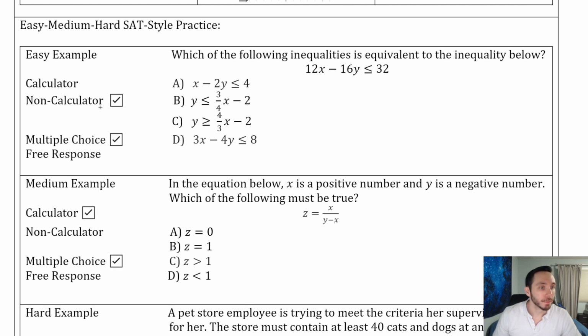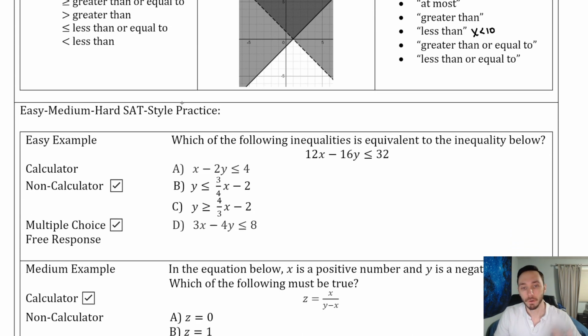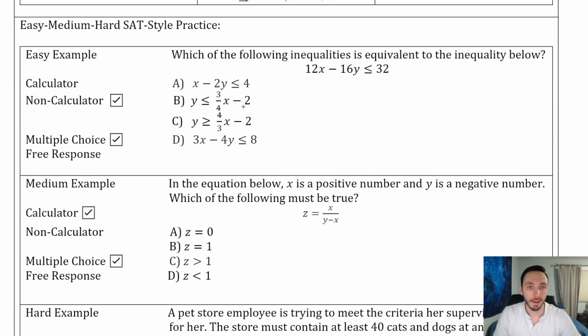All right, first easy example, no calculator multiple choice. Which of the following inequalities is equivalent to this expression? What's really tempting to do here is to immediately start solving for y. Don't do that. I'm going to look at my answer choices here, and it looks like only 2 of them are solved out for y, and the other 2 are some kind of standard form-esque setup. So what's the deal with that? We should perform some algebra to try to create one of these scenarios. Yes, we might have to solve for y. But I don't see us ever solving for x here.